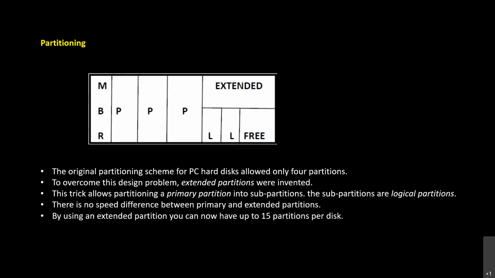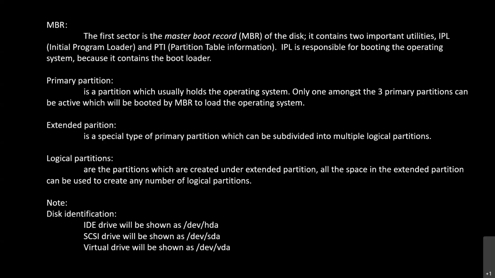Now if we look at the MBR and the partition table, we can see the MBR, 3 primary partitions and an extended partition. The MBR is the first sector, the master boot record of the disk. It contains 2 important components: one is the initial program loader and the other is the partition table information. The initial program loader is responsible for booting the operating system because it contains the bootloader.